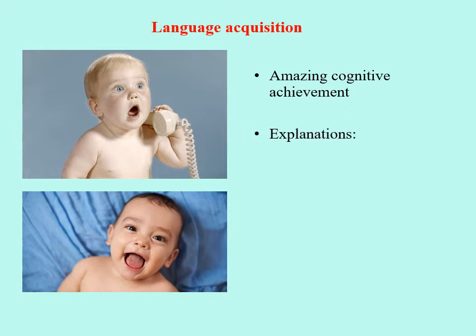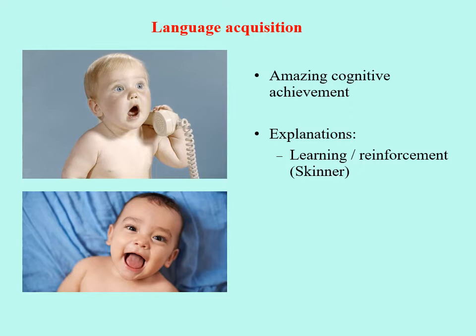So not surprisingly, psychologists have been wondering about how we can explain this amazing feat. And there are basically 3 different approaches or explanations that have been proposed. The first one is the learning reinforcement account, most famously represented by B.F. Skinner, who argued that language acquisition is simply a function of learning and reinforcement.